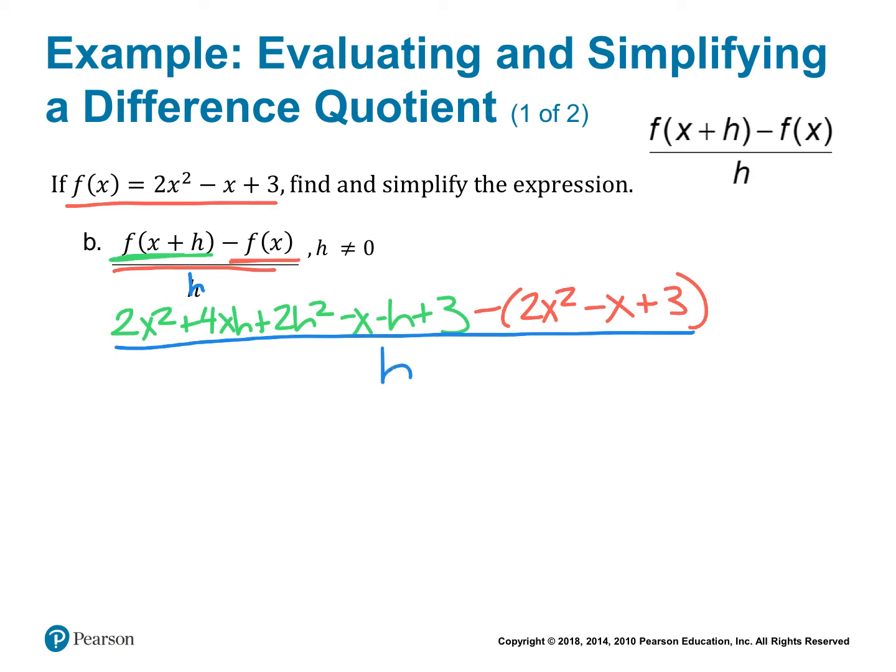Okay, so let me go ahead and distribute this negative piece here. So I'm going to change everything into its opposite. Opposite, opposite, opposite. And now let's see if anything can go together. So my 2x squared and my 2x squared actually cancel each other out.